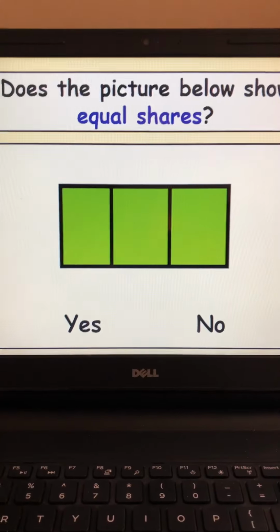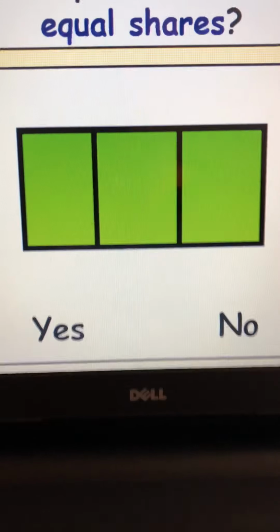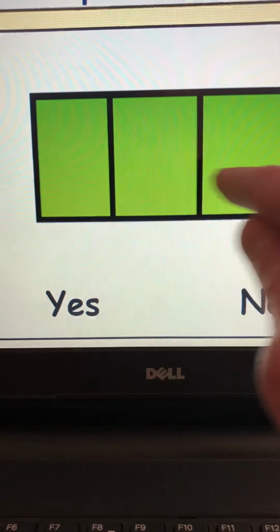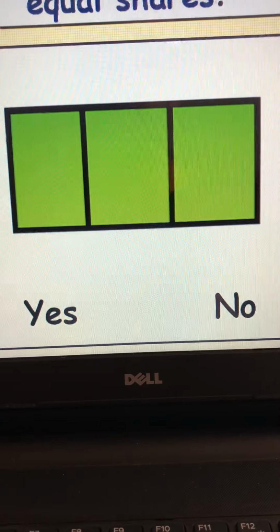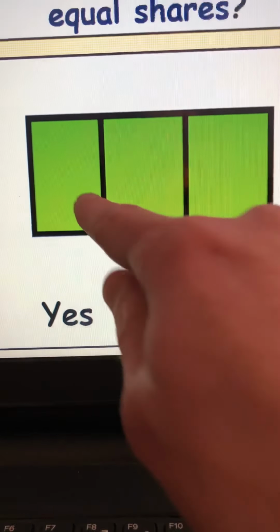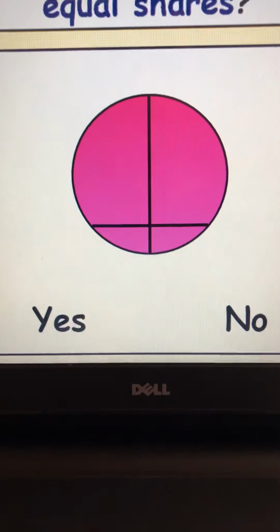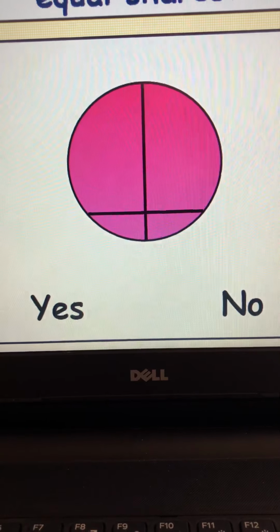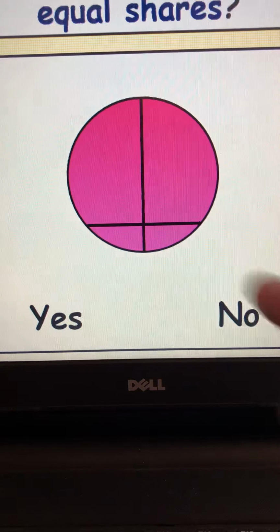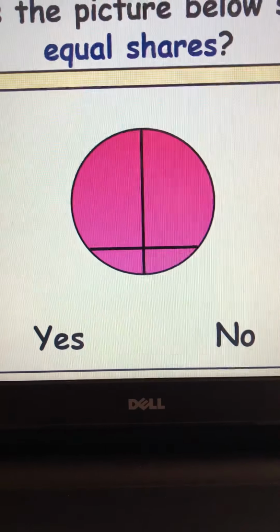And that's what this first question says here. Does the picture below show equal shares? And again, by that means, are all these parts the same? And the answer is yes. These squares are all about the same. How about the circle? All right, obviously, this is not in equal shares. These 2 are tiny, and these 2 are huge. So the answer is no.